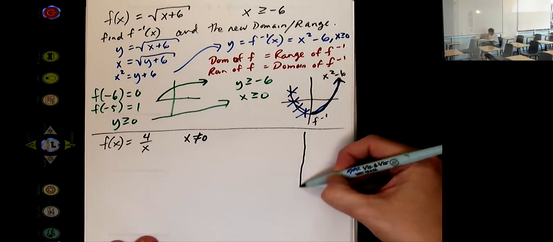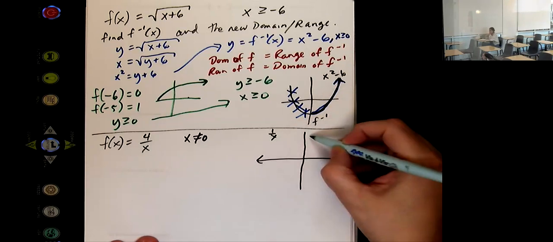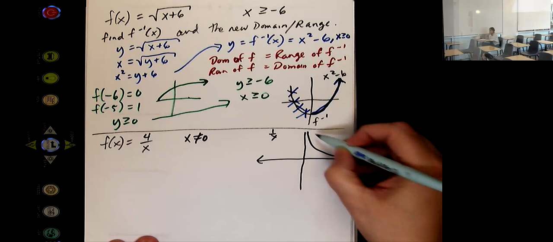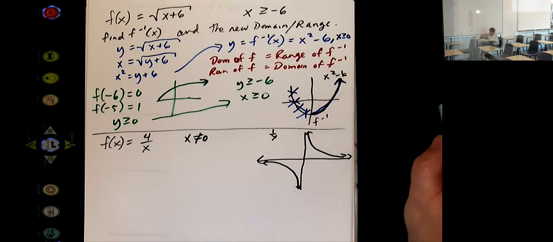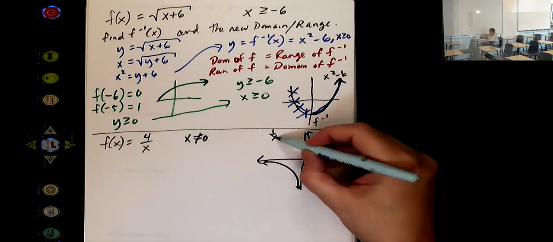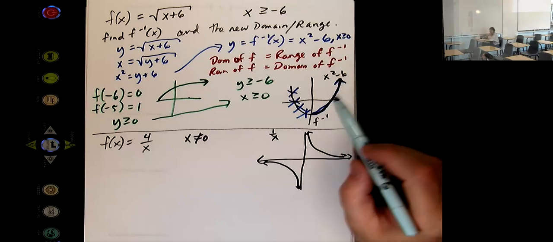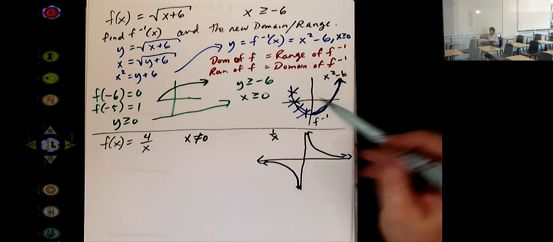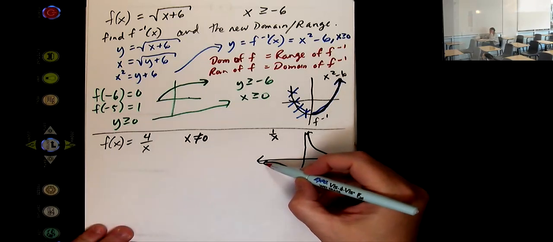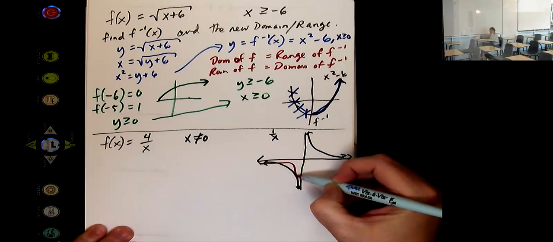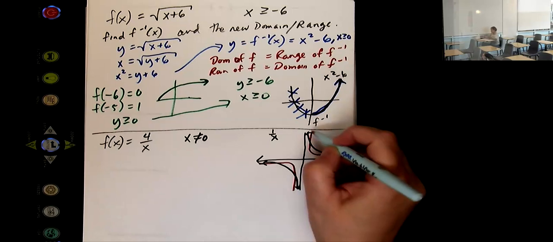If you recall what the graph of 1 over x looks like, 1 over x is like this. So it passes the 1-to-1 test. 4 over x just makes it a little bit steeper. 4 over x, I believe, looks a little bit more like this, and like that, but it's still the same thing.